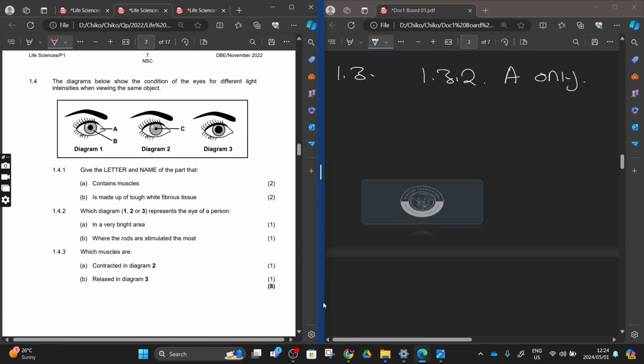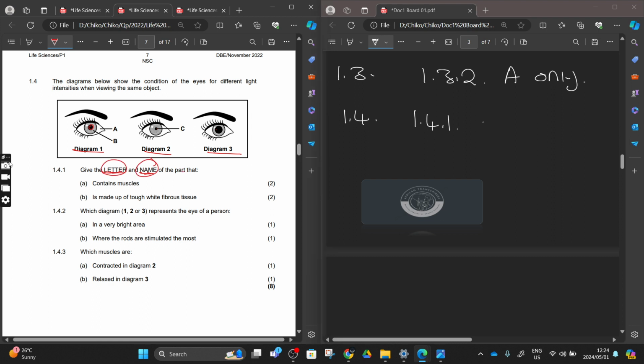Then 1.4, we come to this 1.4, we see that we did this. The diagram below shows the condition of the eyes for different light intensities when viewing the same object. You can see here the pupillary mechanism, right? Diagram 1, diagram 2, diagram 3. So let's go and answer this question. This one is dealing with the pupillary mechanism, right? And then 1.4.1, but give the letter and the name. The letter and the name, 2 things, right?